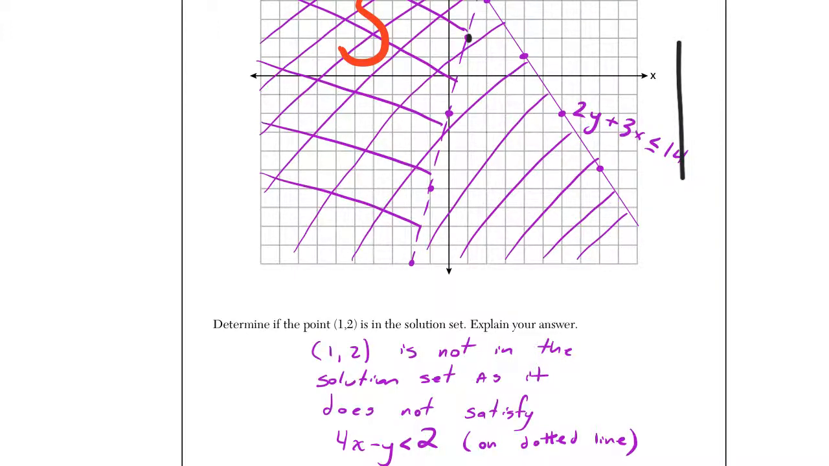There's usually a follow-up for systems, and it's usually, hey, is this a solution, and explain. So in this case, no, it's not, because this line that it was on is dotted, meaning it didn't satisfy that 4x minus y is less than 2. It did satisfy the other inequality, but not both, which is how we define a solution to a system.